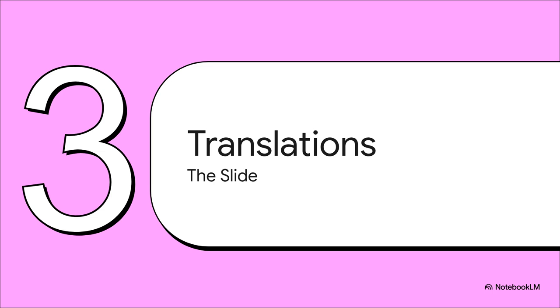Tool number 2 in our toolkit is translations, aka the slide. And honestly, this is the easiest one of the bunch. There's no flipping, no turning. The shape just slides from one spot to another.